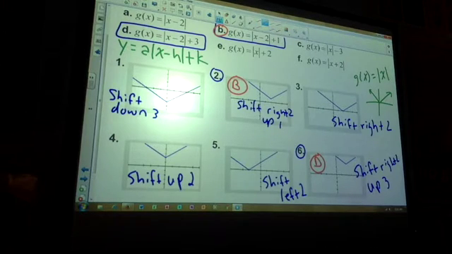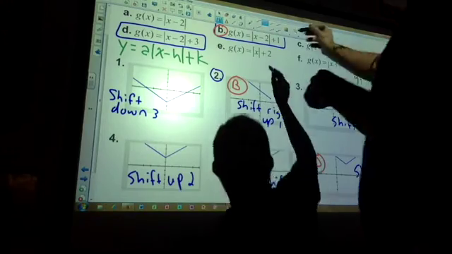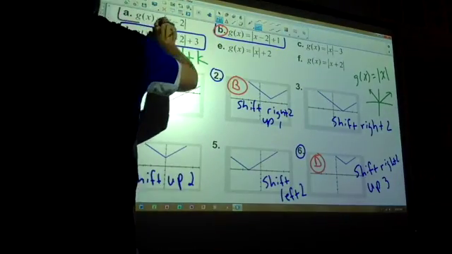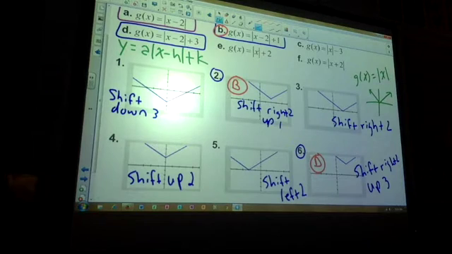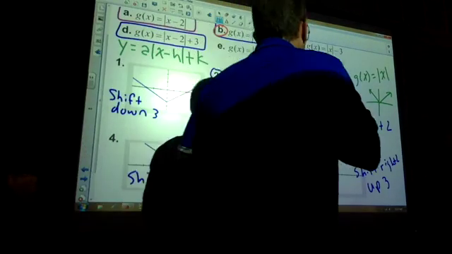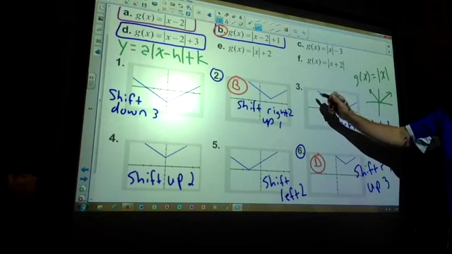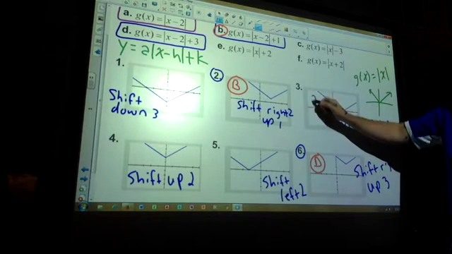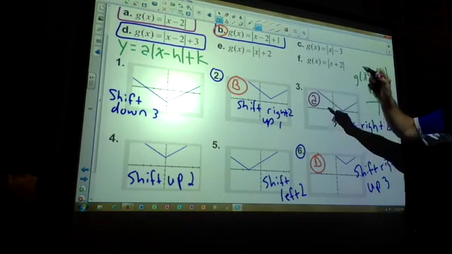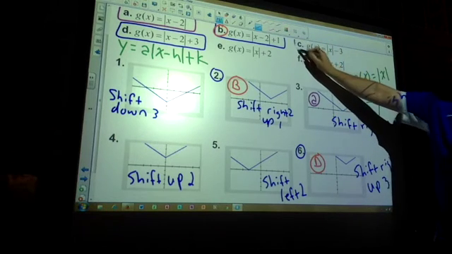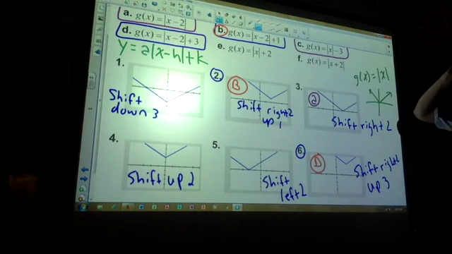Okay. Problem number A. It's going to do what to? Right 2? Is there any of those that go right 2? Number 4. So is this A? Yeah. Okay. What do you think this is going to do? Go down 3. Just down 3. Down 3? Any of those?